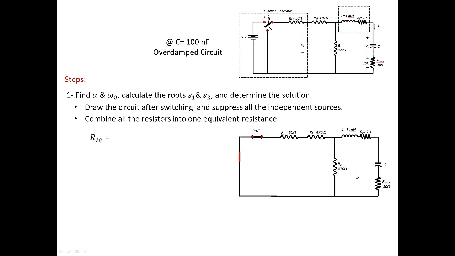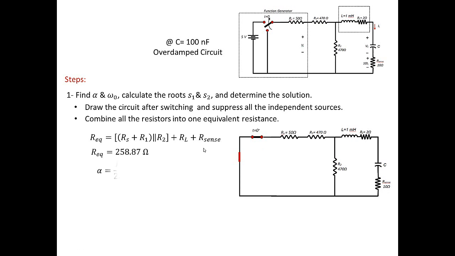So what we need to do is find R equivalent. R equivalent for the circuit, as stated earlier, is RS in series with R1. The equivalent of that is going to be in parallel with R2, which is in series with the internal inductor resistance, which is in series with R sense. So when you plug in the values into your calculator, you will find R equivalent to be 258.87 ohms.